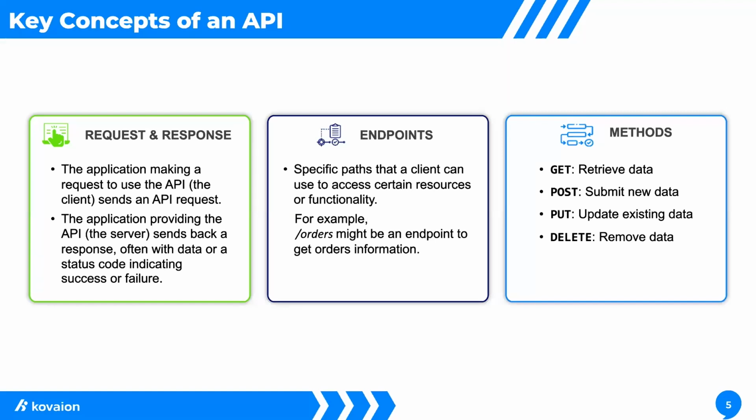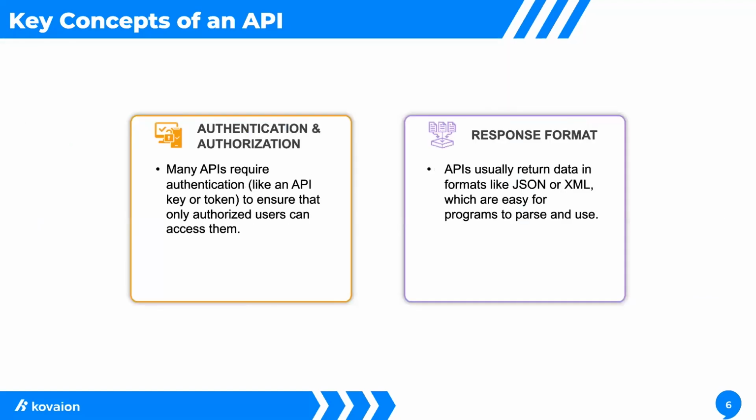So here, as I said, the application will send the request, and then the server will give back the response. And endpoints, as I said, slash orders is to get order information. These are the types of methods I explained. Still more types are there, but these are the ones majorly used by all industries. And authentication I already explained.